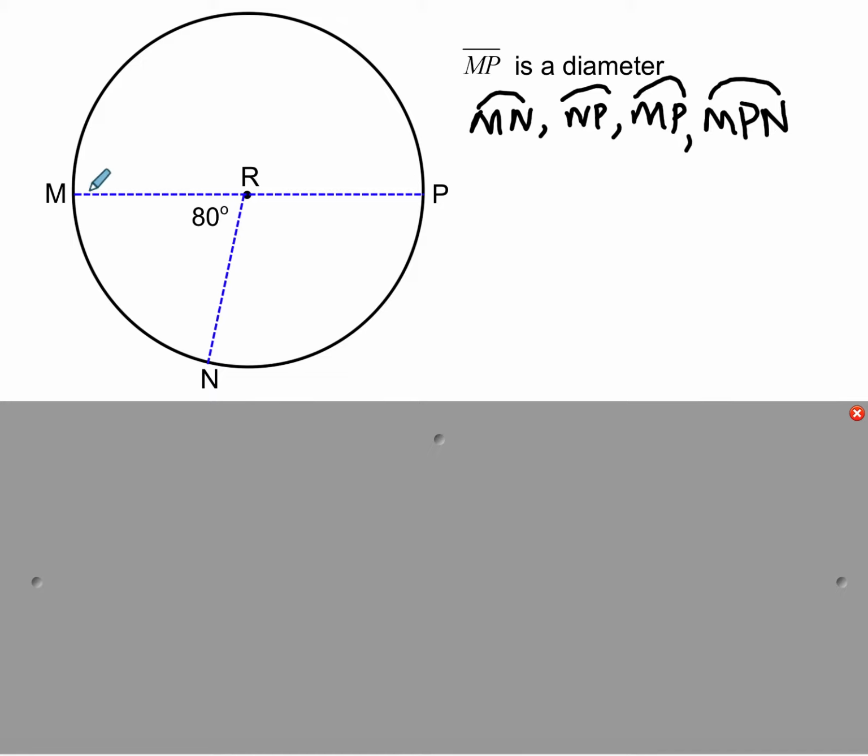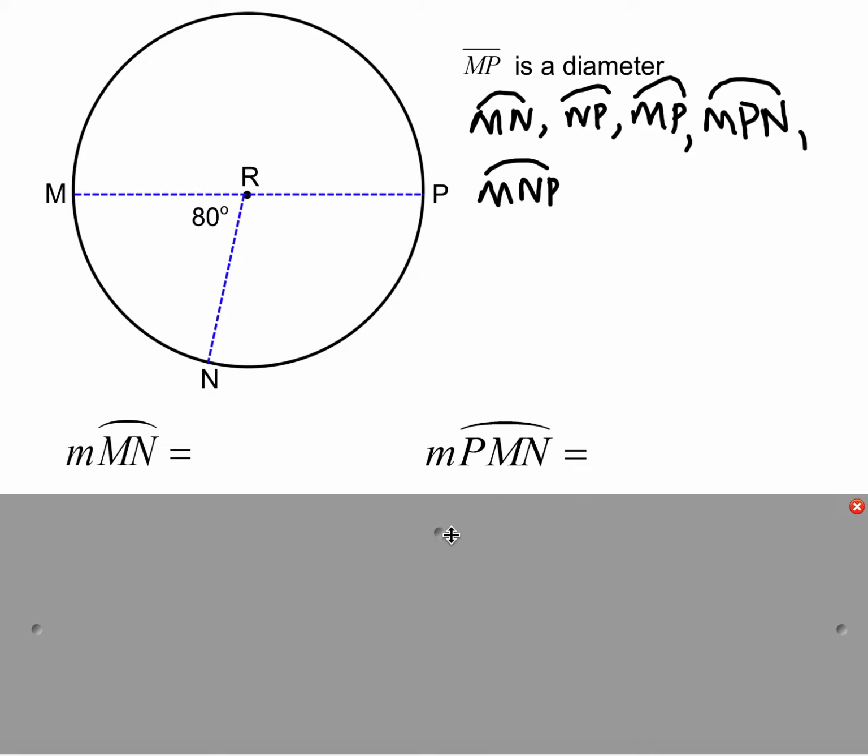Okay, just in the same way that we had MPN, what about NMP? Is that the same as arc MPN? No, it is not. And once again, we see here why the notation matters so much. If I go from N to M to P, that's going to be a different measure than the other arc. So arc MNP would be another arc that we could list. And there might be more that we can list here, but for now, that's going to be a good list of all the arcs that we can see.